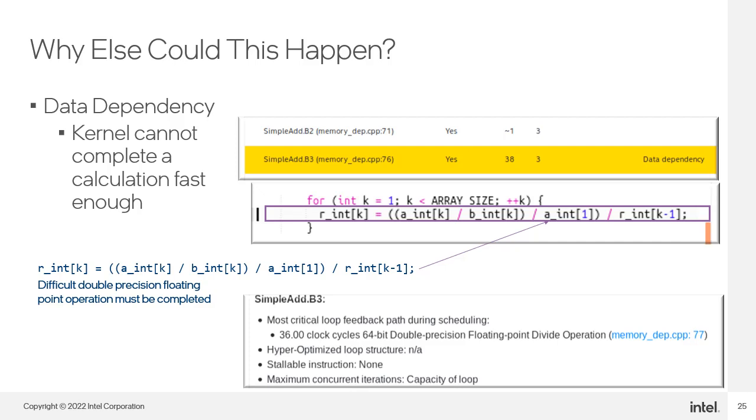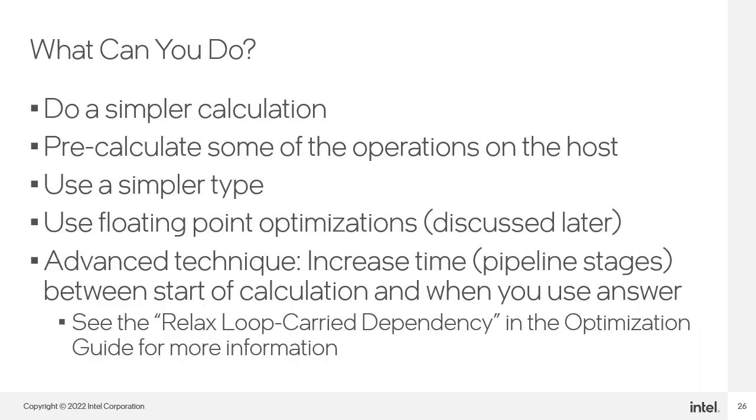Data dependency can also occur when you have more than one operation or implicit conversion. The report will tell you what computations or operations are contributing to the overall latency. What can you do if you have a high II due to data dependency, that is, computation that is taking too long to complete? You can try to simplify the calculation. This might be a bit challenging. However, since you are coding at a high level for FPGA, you have more flexibility in coming up with a simpler computation. You can try to pre-calculate some of the operations on the host, especially operations that require divide. The host is better at division operations than the FPGA.